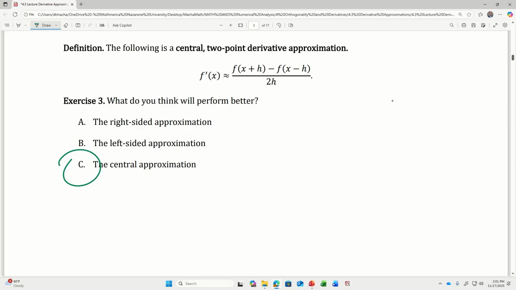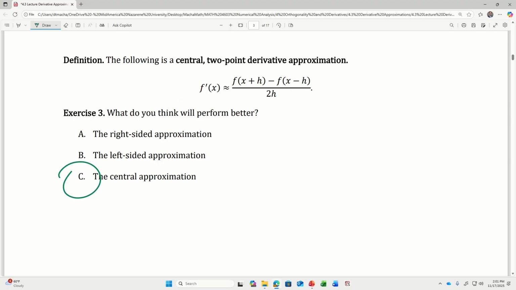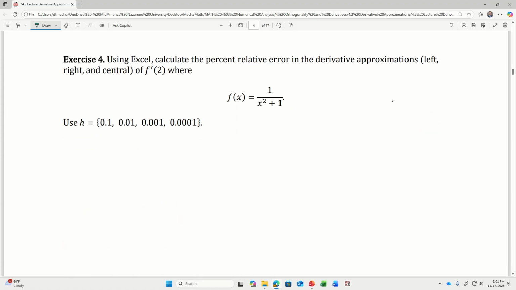You guys knew that right away, but when I taught AP Calculus, I did this, and all the students seemed to think that the right side or the left side would do better because you're taking a smaller step in one direction versus another, but you'd be surprised. So what I did back in the day to prove to my Calculus 1 students that the central approximation really was better is we made an Excel spreadsheet.